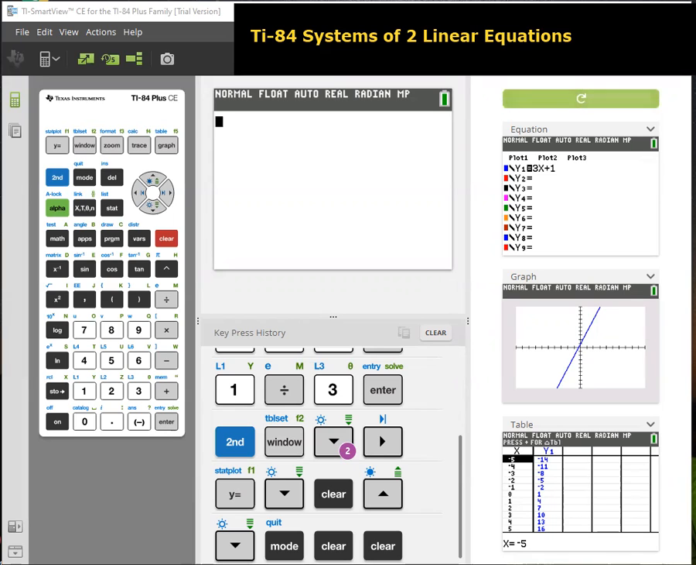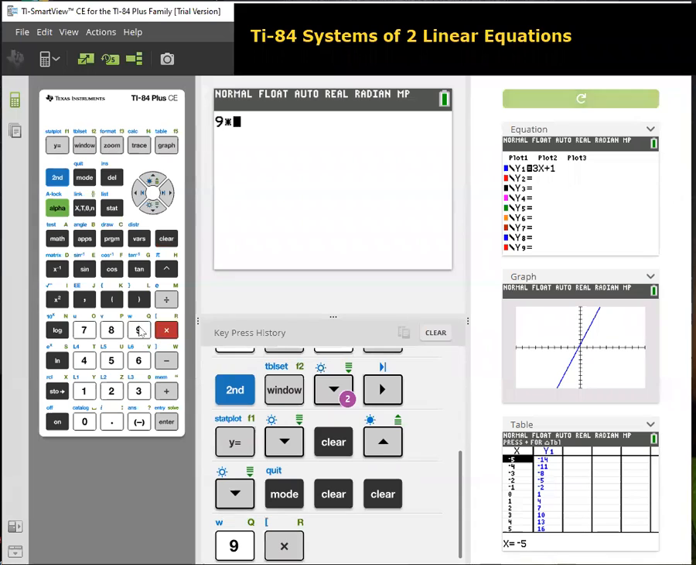Here you can see with the TI Smart View, I have the calculator turned on, and you can check that you're in calculator mode by entering an expression such as 9 times 9 and enter, and the calculator says 81. For this video, we're going to learn how to graph systems of two equations.